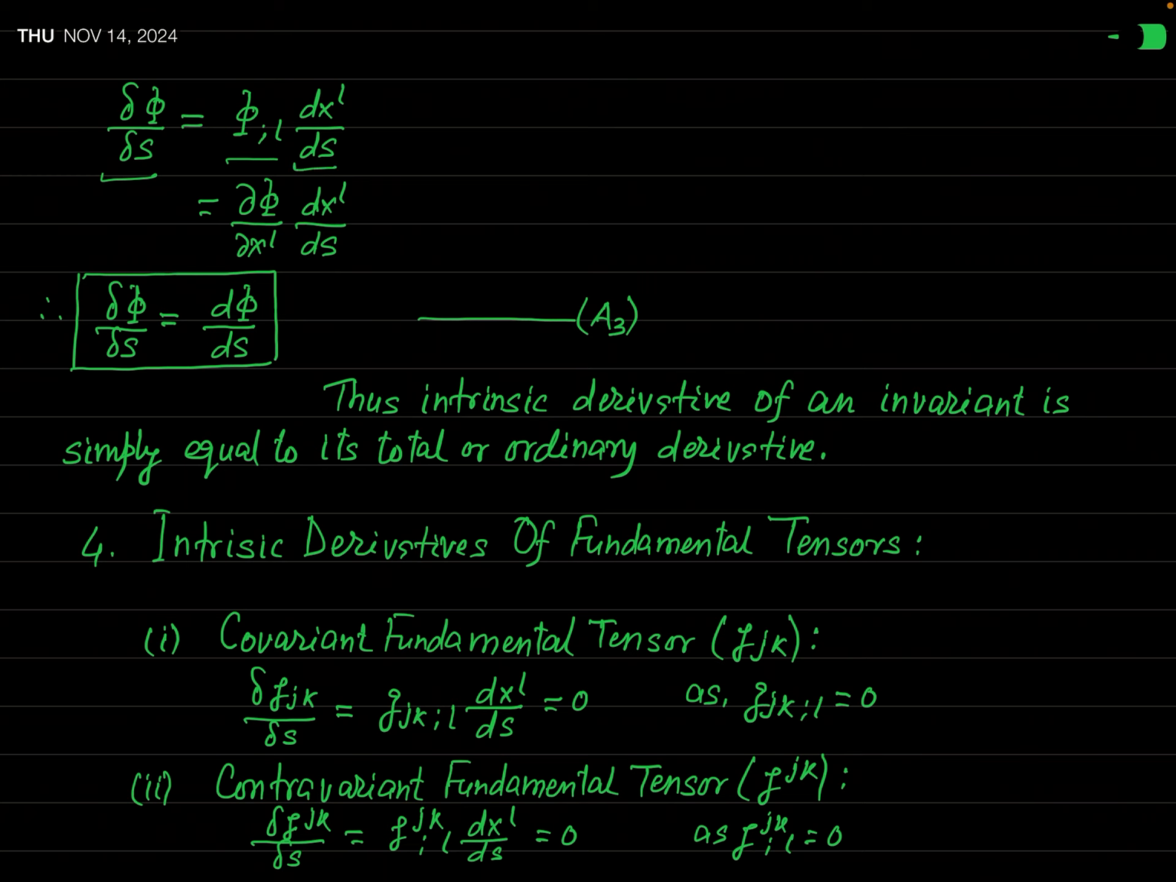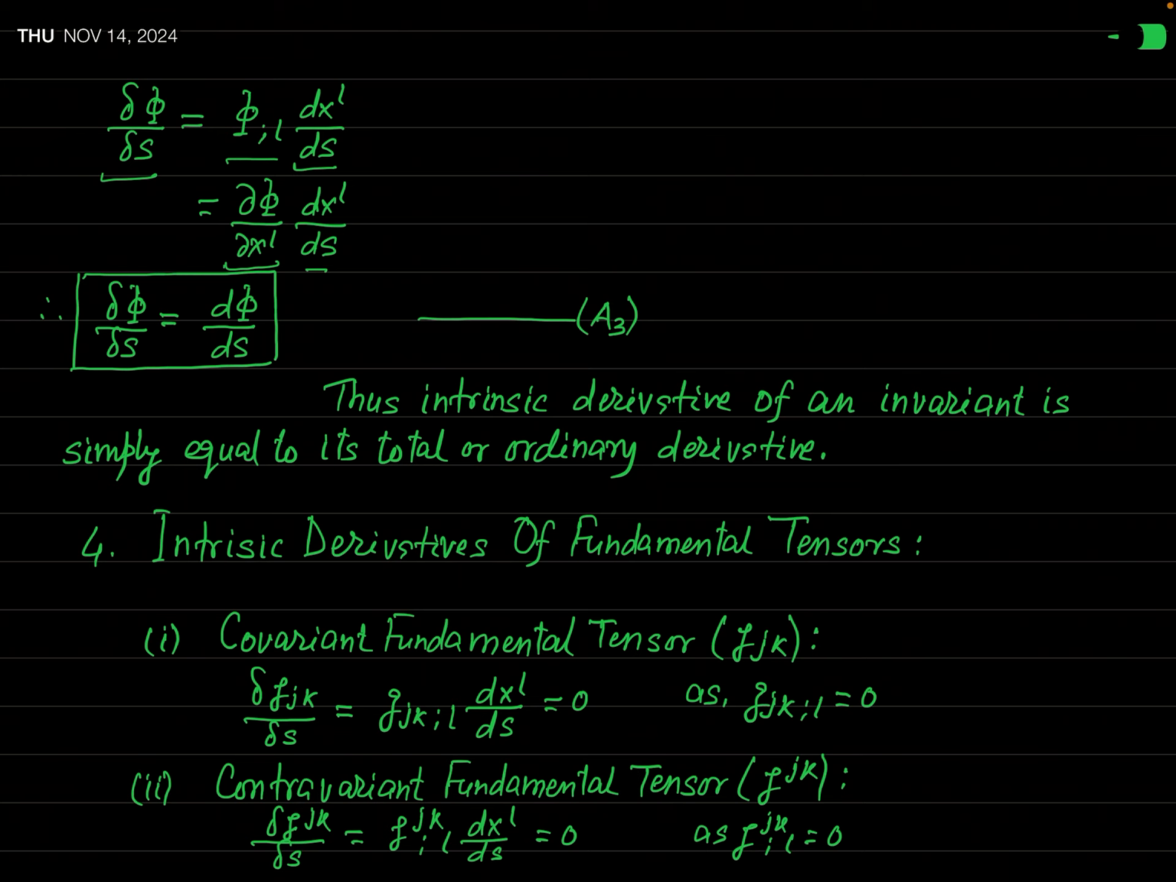But the covariant derivative of the scalar or invariant with respect to XL is defined as the partial derivative del phi by del XL, as we have learned earlier, times this much. So again, from the idea of partial differentiation, this can be written as del phi by del S, equal to d phi by ds. See here, this is a very interesting result, and all these results are very important, particularly for objective type questions in your examination.